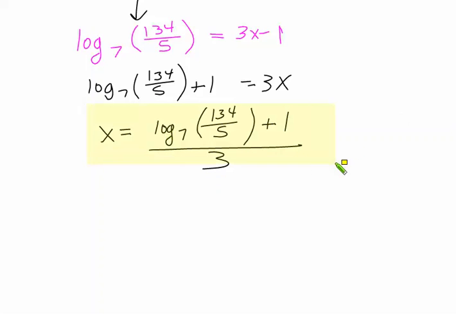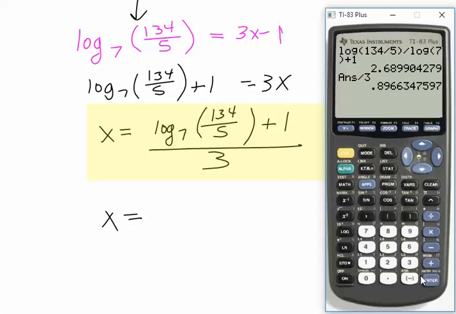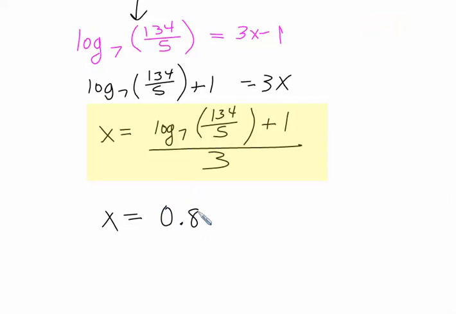On a test or a quiz, I will ask to see that format, and then I will also ask for the decimal approximation. So how do we get the decimal approximation? Well, if your calculator doesn't have the nice base option with logs, we type log of whatever's inside, 134 over 5, and then we have to divide that by the log of 7. That gets us the first piece. Then we will add 1. We'll take that whole decimal and we'll divide it by 3. And the answer that we're going to get there for x is 0.8966. I'm going to put 0.897.